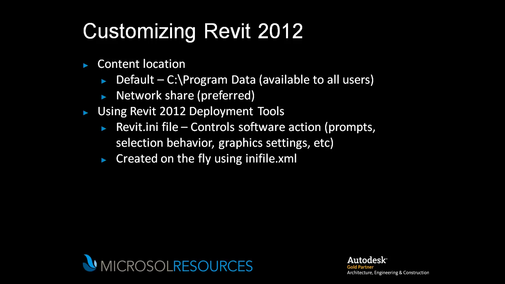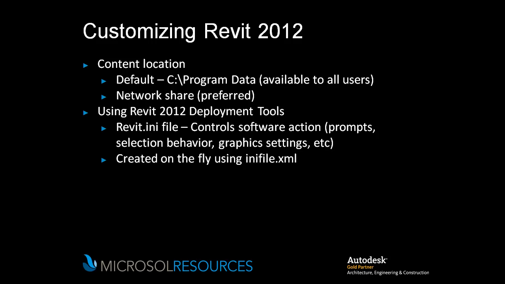In order to configure Revit, in the past you would have modified the Revit INI file on the deployment image. By modifying the INI file, BIM managers have a lot of control on how the software behaves, including suppressing prompts, controlling selection behavior, and even controlling graphic settings.